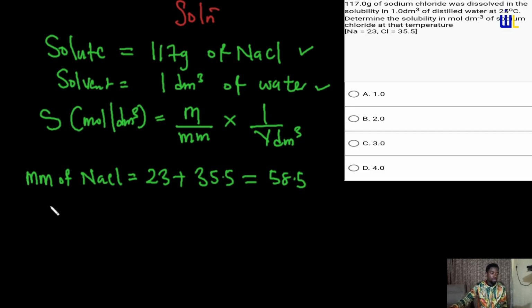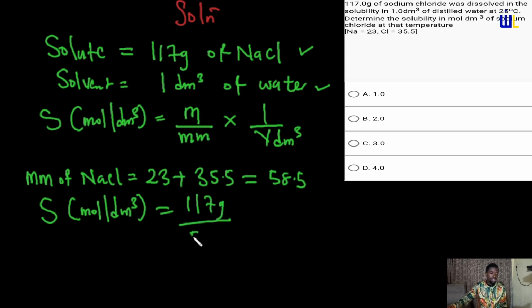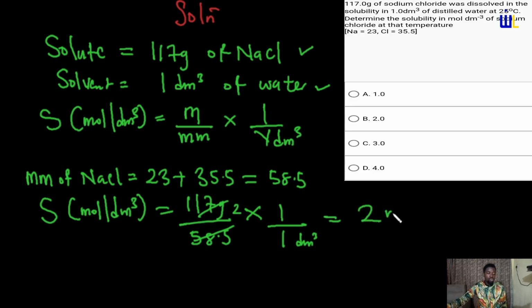So let's now apply the formula, which means that solubility in mole per dm³, when we have mass as 117, will be this, divided by the molar mass, 58.5, and then multiplied by 1 over the volume in dm³, which is 1 dm³. So with this said, what are we going to have? If this goes through, I think this should be 2, yeah. And eventually, you have 2 times 1 divided by 1. We have 2 mole per dm³.